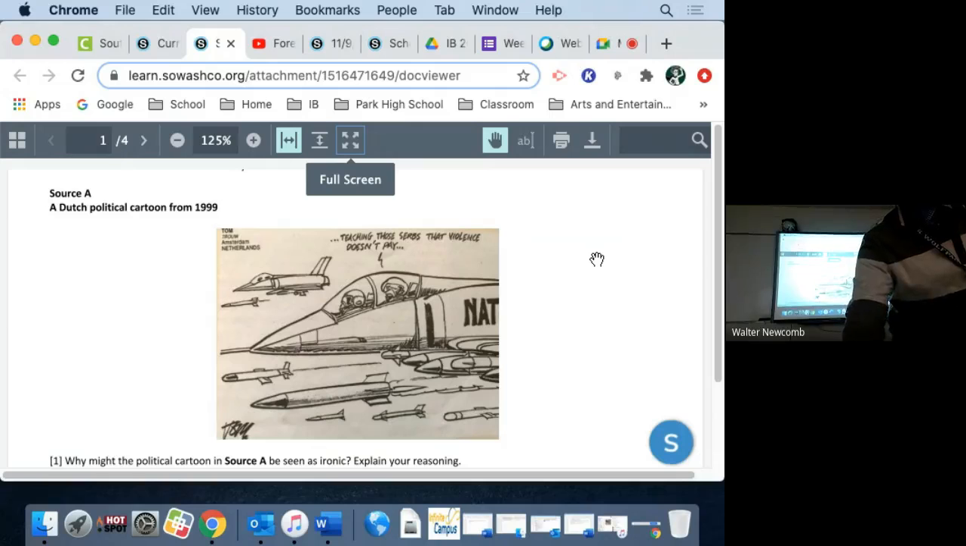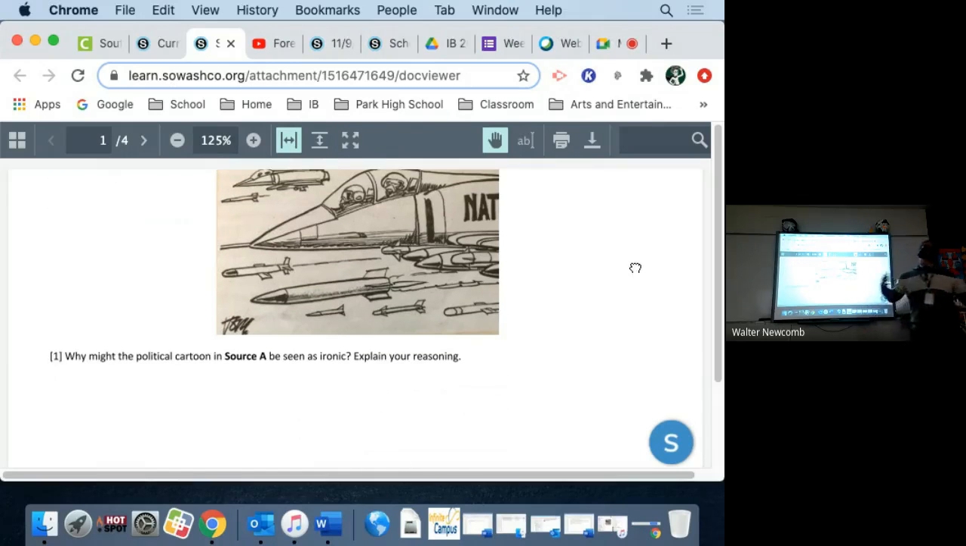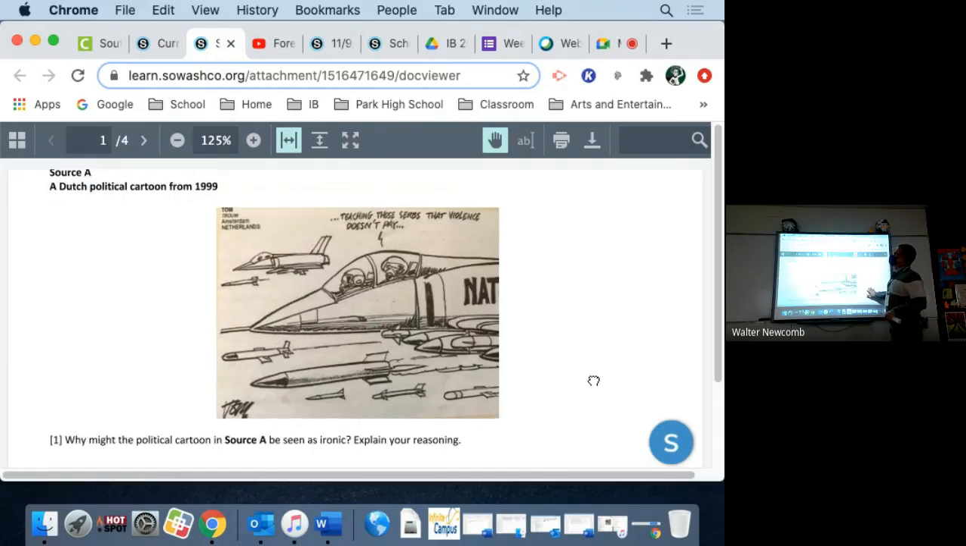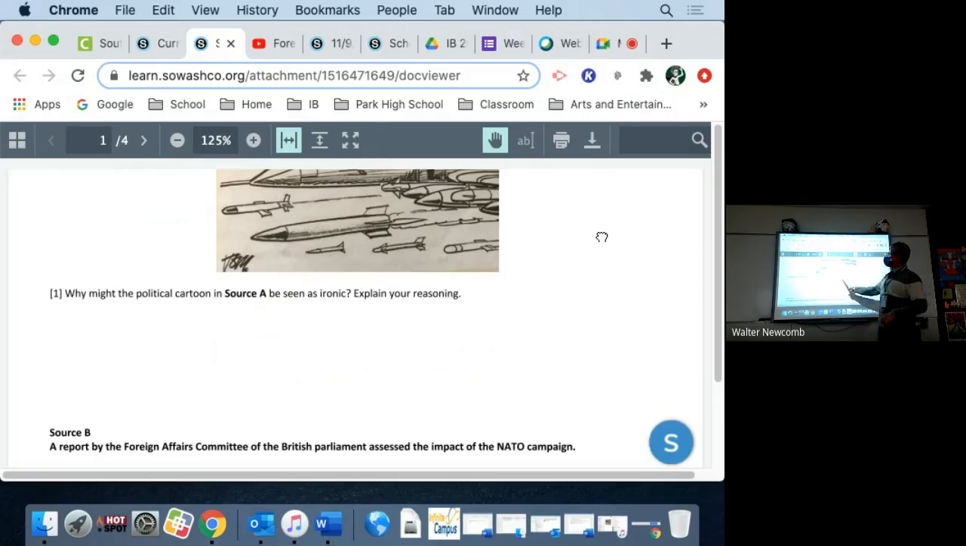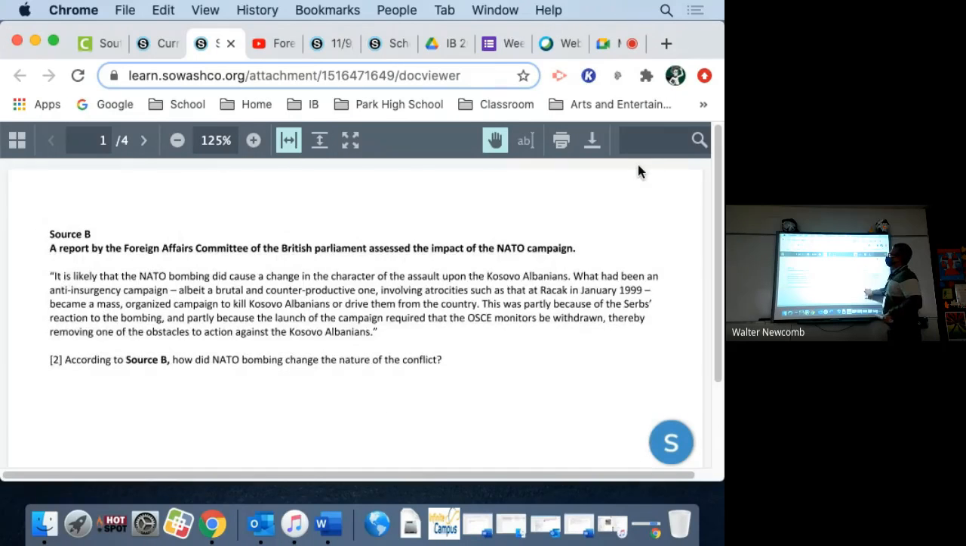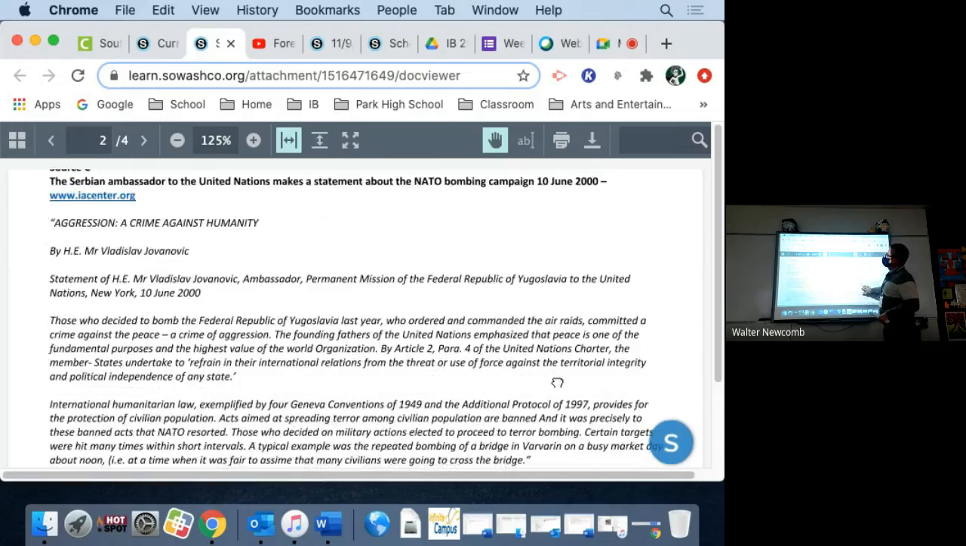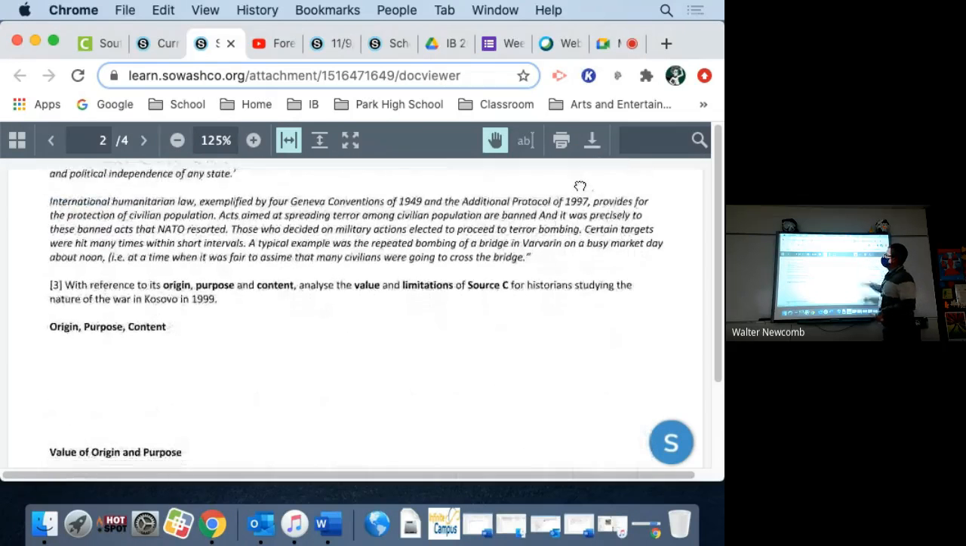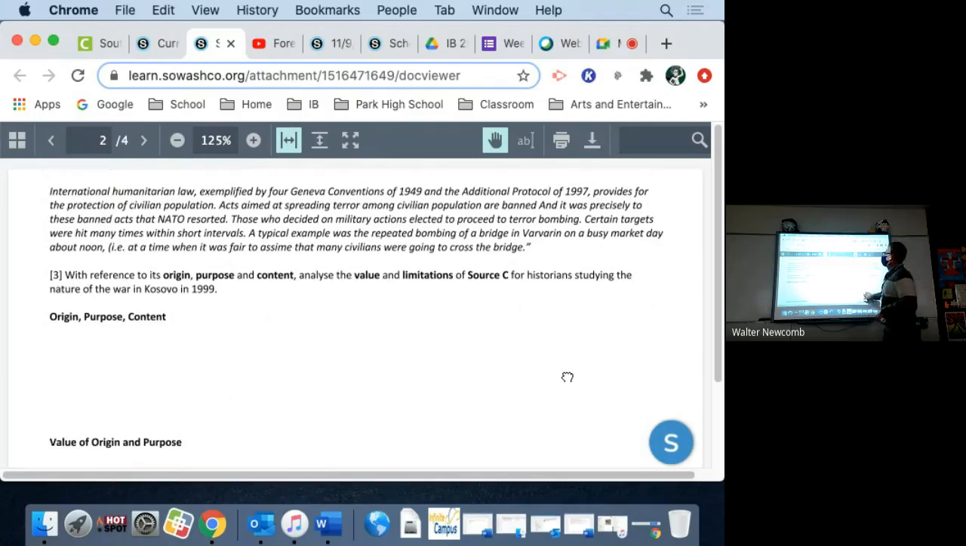All right. So with this, paper one skills. Remember with paper one skills, and we're going to do this together. By the end of the hour, we should have most of it done. The first two questions are all comprehension type, and there might be a political cartoon or an extract. Then the next question is going to be your good old origin, purpose, content, value, limits, so the OPCVL.